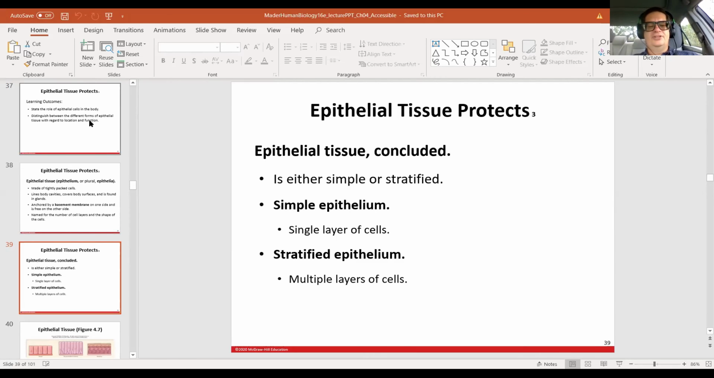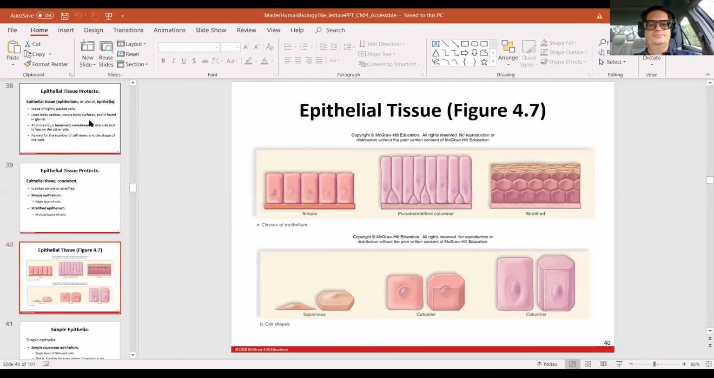So epithelial tissue, it's either simple or stratified. Simple, you got a single layer of cells. If you have more than one layer, if you have more than one strata, it is stratified tissue. Great. All right, and here we have our pictures. We have simple, we have stratified, and notice there's one in between here, pseudo-stratified. I don't really like that drawing. It's a little too realistic.